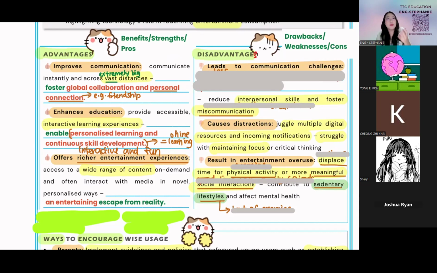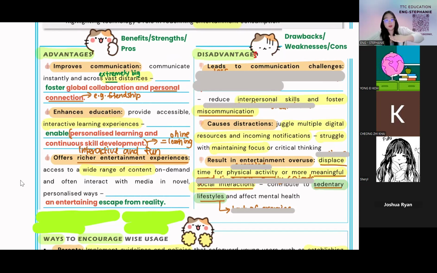Okay, so most of the time, if it's not asking you about technology in a general form, it will also be in things like, okay, what are the advantages of using mobile phones? What are the advantages of using, I don't know, the internet? So you can use the same thing as well. Improve communication, enhance education, offer richer entertainment experience. Whenever you talk about technology, you always relate it back to the internet as well as online. All right, so this is for the advantageous parts.